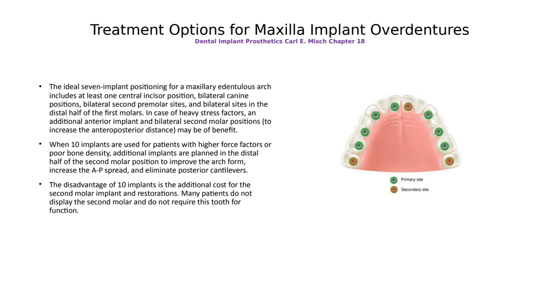When 10 implants are used for patients with a higher force factor or poor bone density, additional implants are planned in the distal half of the second molar position to improve the arch form and to increase the support for the cantilever part of the denture. The disadvantage of 10 implants is the additional cost for the second molar implant and restoration. Many patients do not display the second molar, so it doesn't require this to be functional.